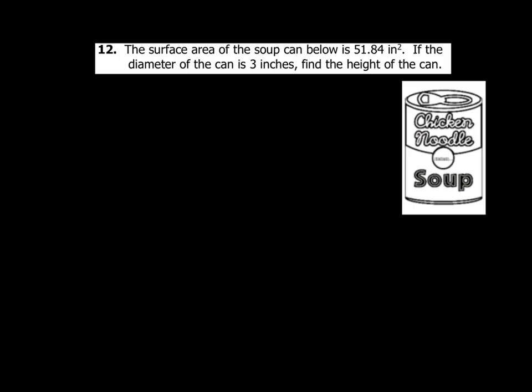Now, most of the problems we did in a sort of forwards version. Now, how do we pull this apart? It says that the surface area of a soup can below is 51.84 square inches. So there were 2 circles, 2 pi r squared, and I added that to 2 pi r, the circumference, times the height. And what do I get? 51.84 square inches. It says if the diameter is 3 inches, find the height.